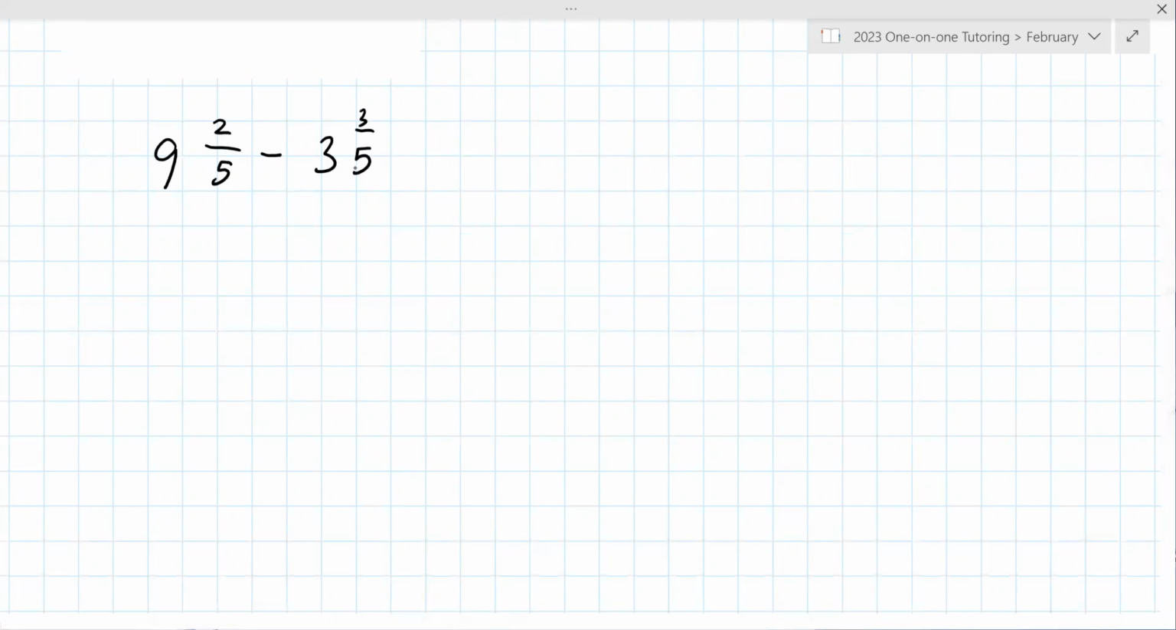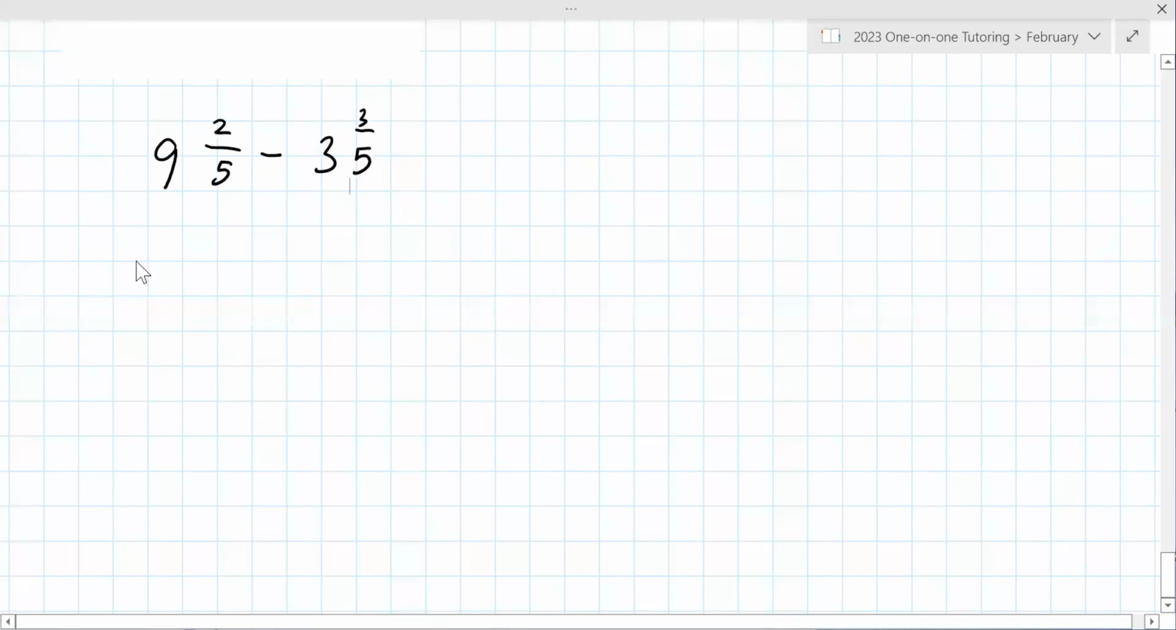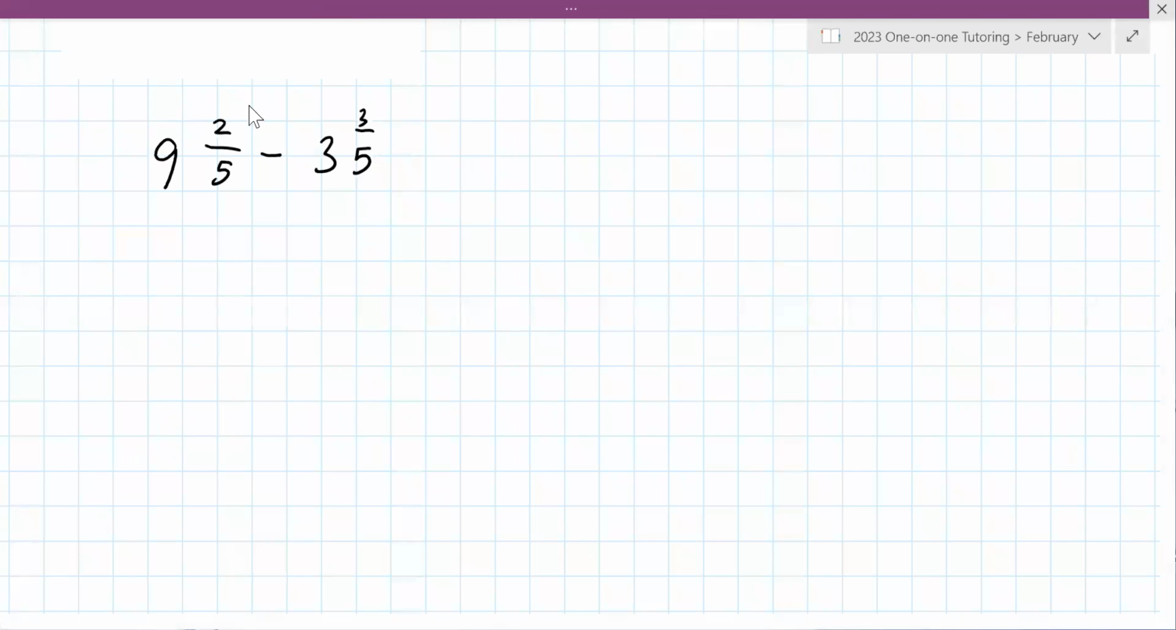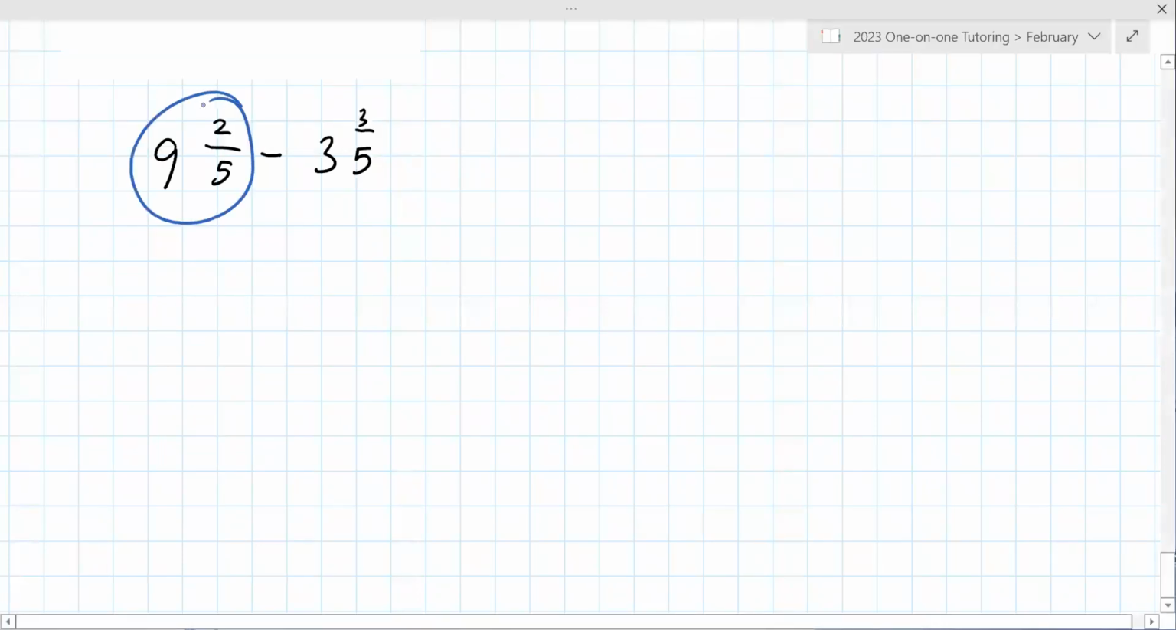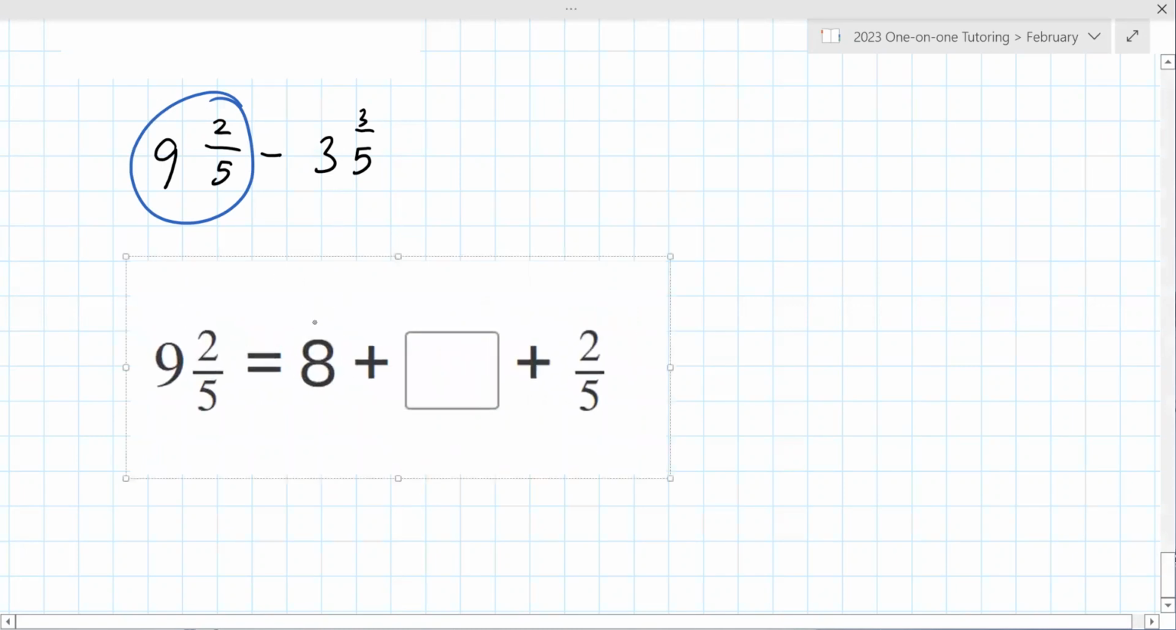Okay. So when you look at this, we're going to break it down into the following line. We're actually just going to focus on the 9 for the moment. So just the 9 here. The 9 can be split up into the following. 9 2/5 is really 8 plus 1 plus 2/5. Do you agree that 8 plus 1 gets you back to 9? Yeah. Okay.